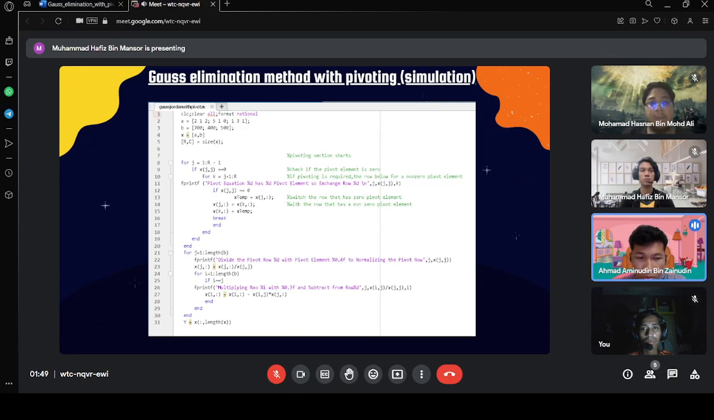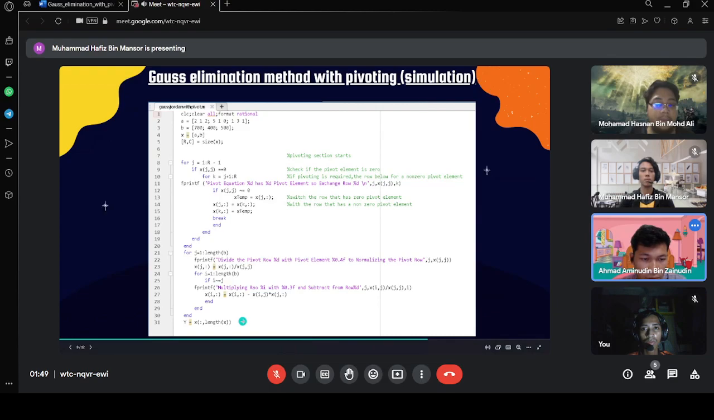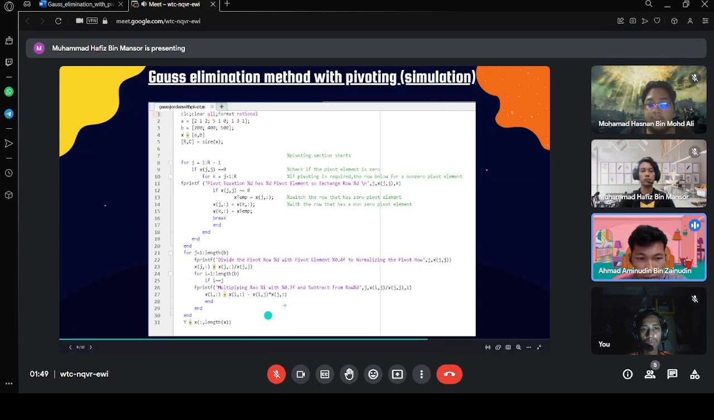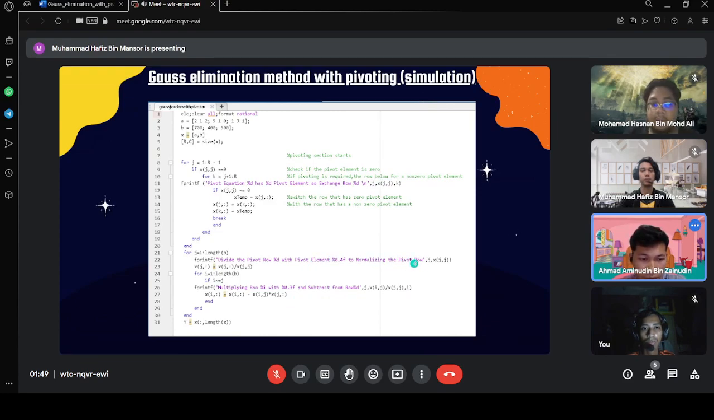Also, I continue with the length of the matrix. And I execute the print, divide the pivot row with the pivot element to normalize the pivot row. And also I print the multiplying row to define the new matrix and subtract from the previous row. Next.